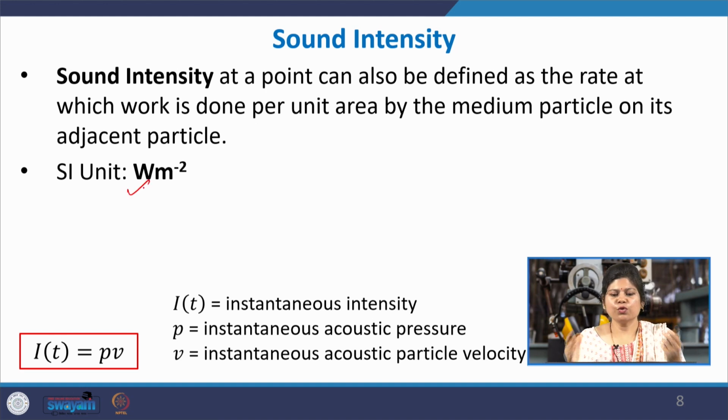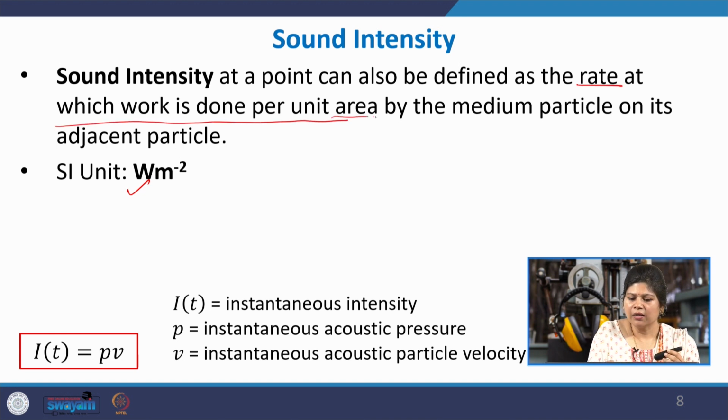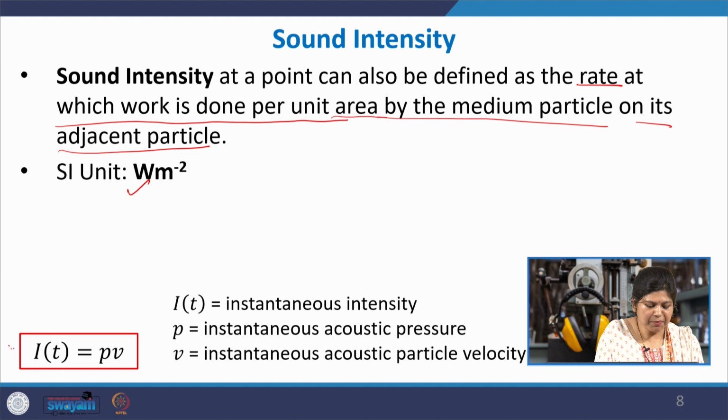There is another way to define sound intensity, because here, if you remember, this is the sound wave that is propagating, and how is the energy being stored here? It is in the form of the kinetic energy of these oscillating particles in the medium. As the wave propagates, these medium particles strike one another and keep propagating the energy from one layer to the adjacent layer and so on, and the wave propagates in space. So, it can also be defined as the rate at which work is being done by the medium particle on its adjacent particle. So, this will be given by PV.